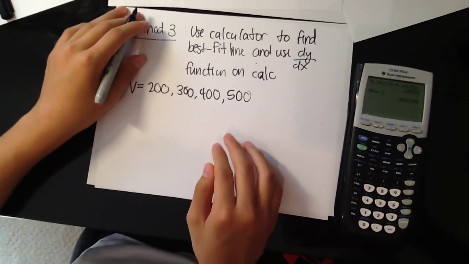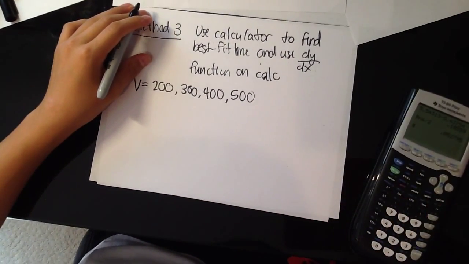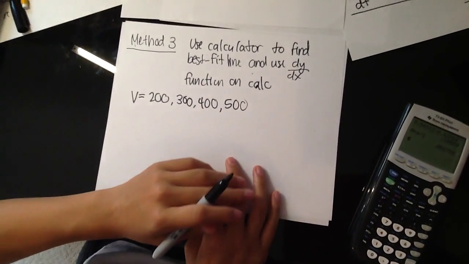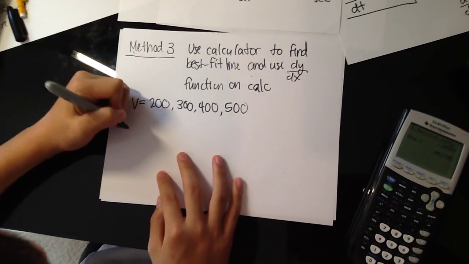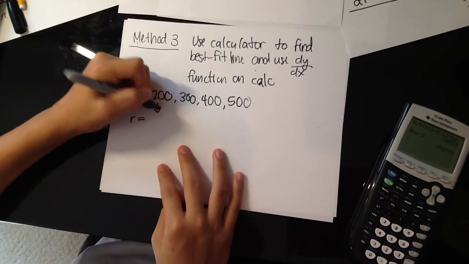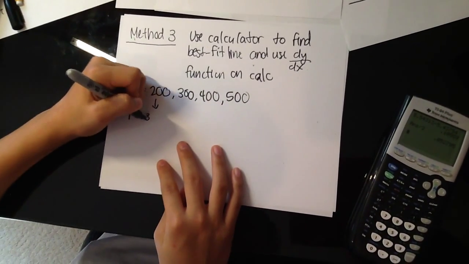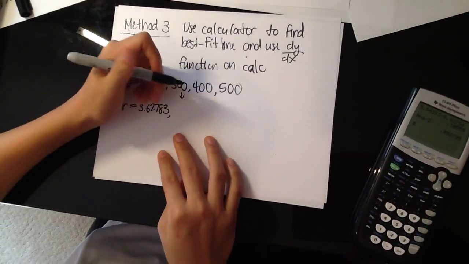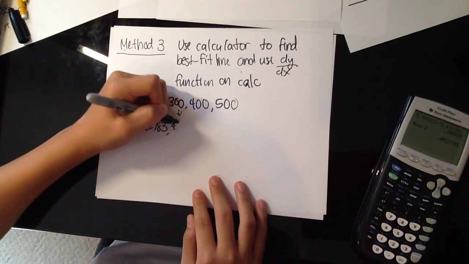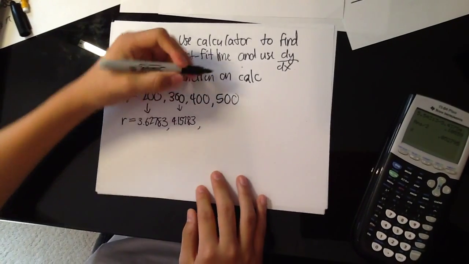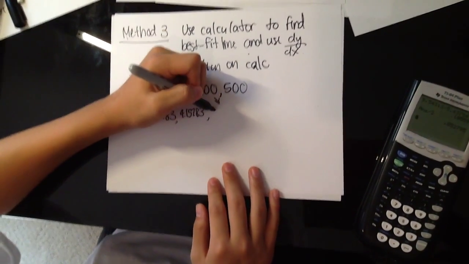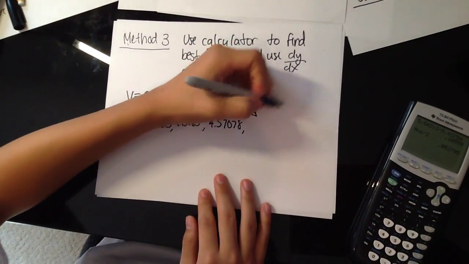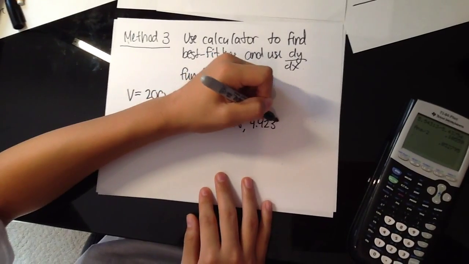So I have to find the radii at these points. If I do all these right now, it's going to be kind of tedious, so I'll just list them out. For this one, it's going to be 3.62783. For this one, it's going to be 4.15283. For this one, it's going to be 4.57078, and finally for this one it's going to be 4.92373.